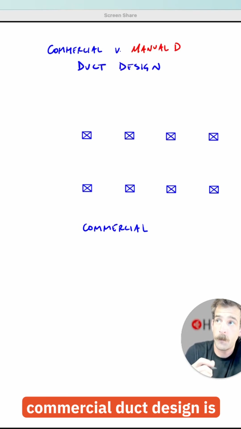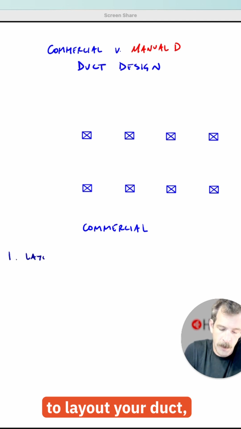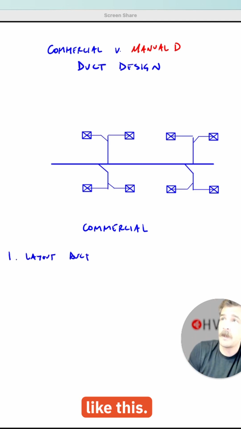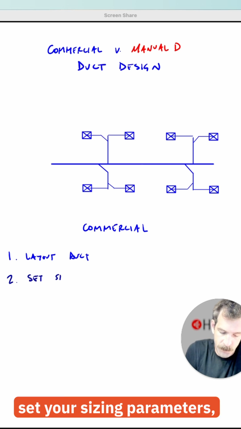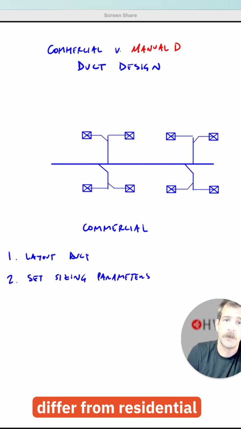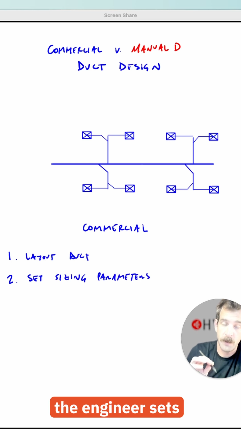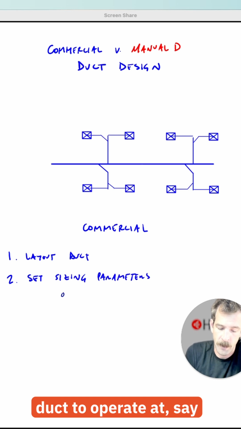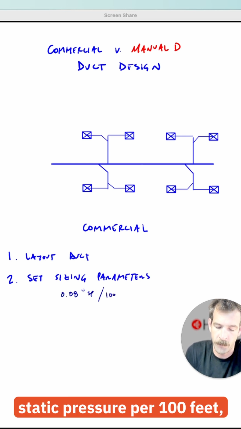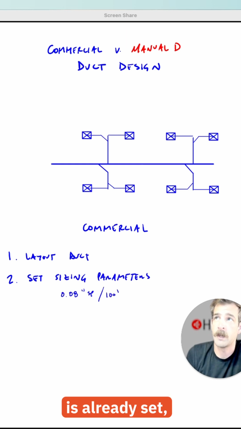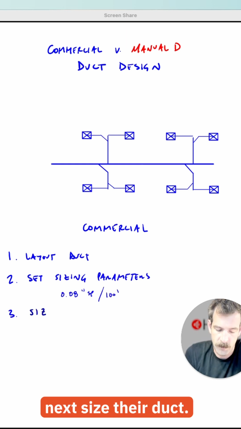So the first step with commercial duct design is to lay out your duct, and you might end up with something like this. The next step is you set your sizing parameters, and this is where the order already starts to differ from residential duct design. In commercial, the engineer sets their duct sizing parameters first. It's performance driven. So they want this duct to operate at, say, 0.08 inches of static pressure per 100 feet. And so that parameter is already set, and they're going to next size their duct.